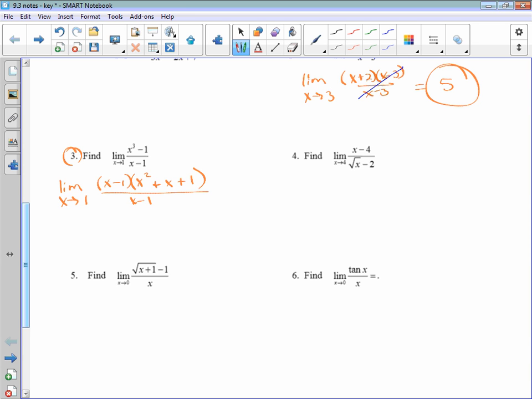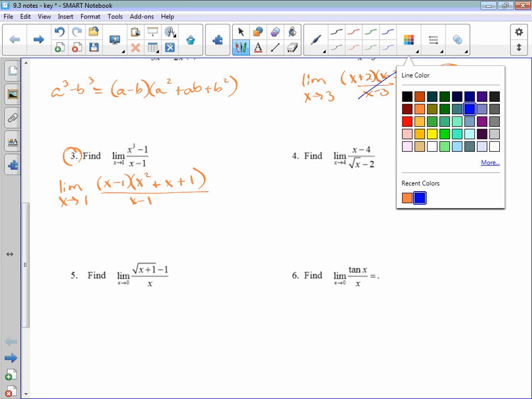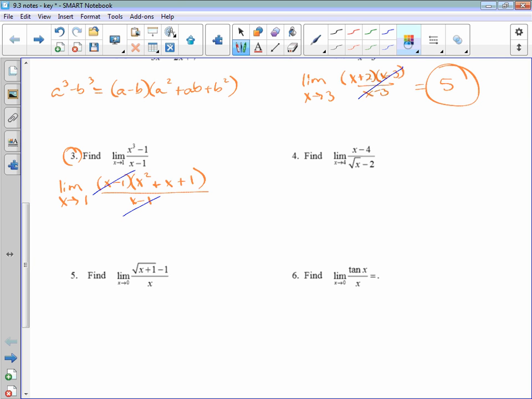So what's the formula? Alright, so if it's a cubed minus b cubed, it's a minus b times a squared plus ab plus b squared. Okay. But then do we see x minus 1's go away? Can I plug it in then? Yes. And what do I get? Okay. 1 plus 1 plus 1. I think we can handle that. Maybe.